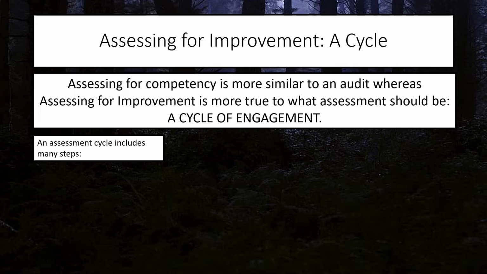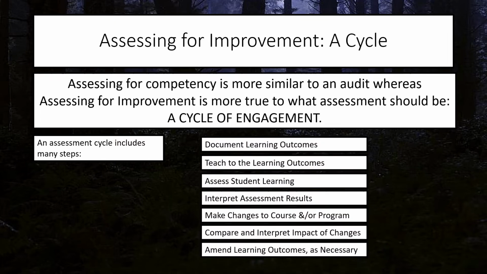An assessment cycle includes many steps. Those steps include documenting learning outcomes, which we do every 7 years, but we also did at the beginning of our assessment process. Teaching to the learning outcomes, which is what everyone's expected to do. Assessing those learning outcomes, interpreting the assessment results, making changes to the course and or program, comparing and interpreting the impact of the changes, and amending learning outcomes as necessary.